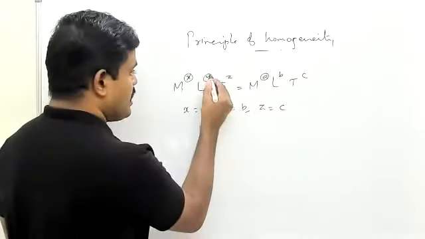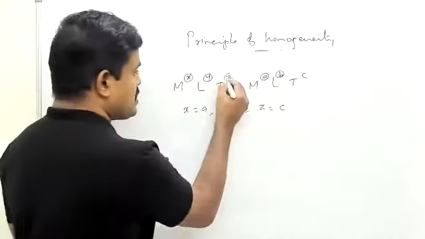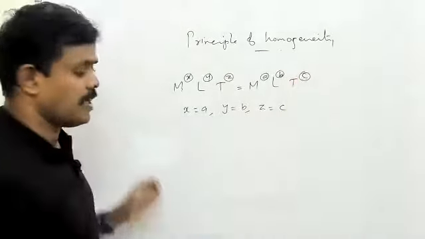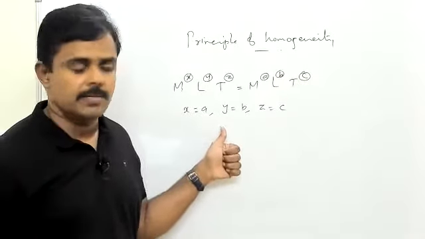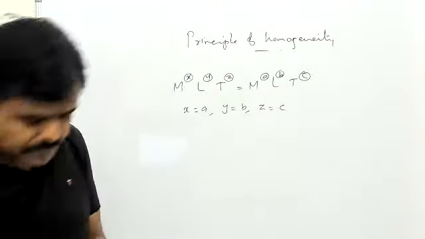Then the power of L is y, the power of L is b. y should be equal to b. The power of T is z, the power of T is c. They must be equal. x is equal to a, y is equal to b, and z is equal to c. This is what the principle of homogeneity says.